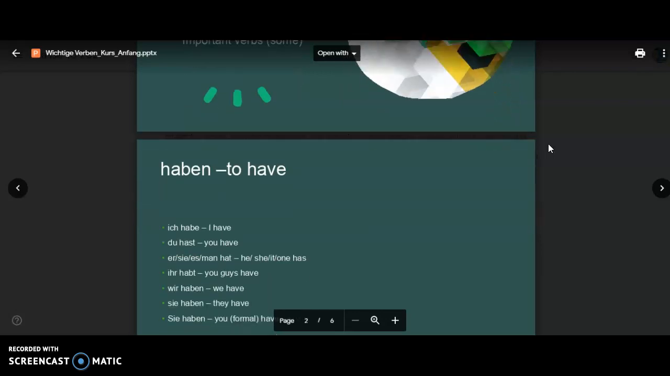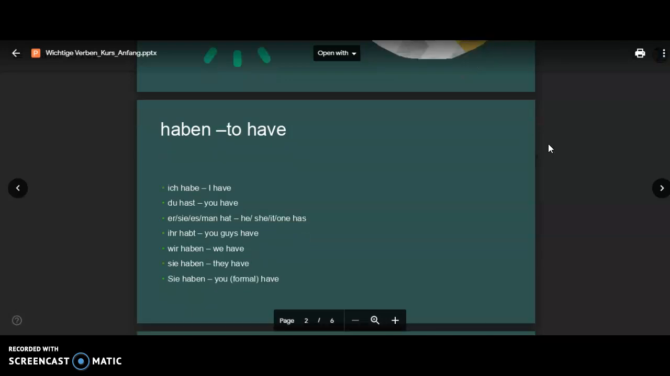So haben, to have, and you've got all the forms of haben. Ich habe, du hast, sie, es, man hat, he or she or it or one has, ihr habt, so you guys, plural, have, wir haben, we have, sie haben, they have, and capital S, Sie haben, you, formal have.